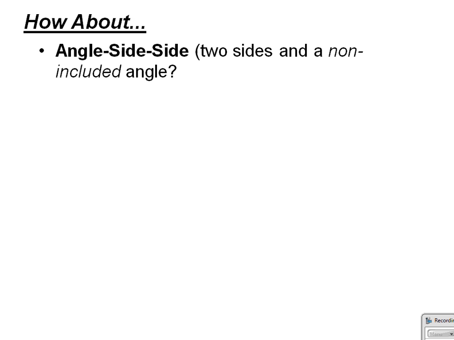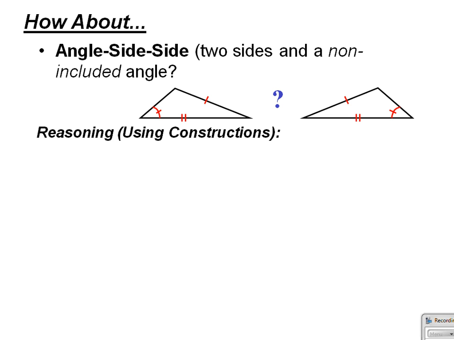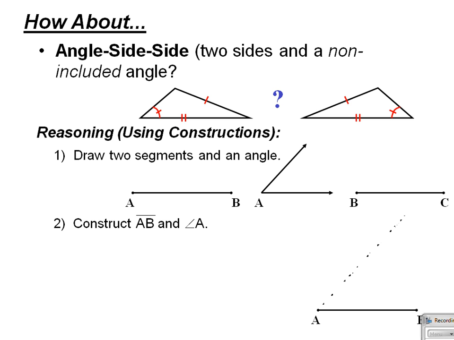Now, how about the angle-side-side configuration? Two sides and a non-included angle. Notice specifically here the angle is located outside the two sides, not between them as SAS is normally configured. Well, we actually did this problem in our homework assignment back in chapter 3. And the way that problem worked was this. We began with two segments and an angle, and we were asked to first construct the segment and then construct the angle on top of the segment.